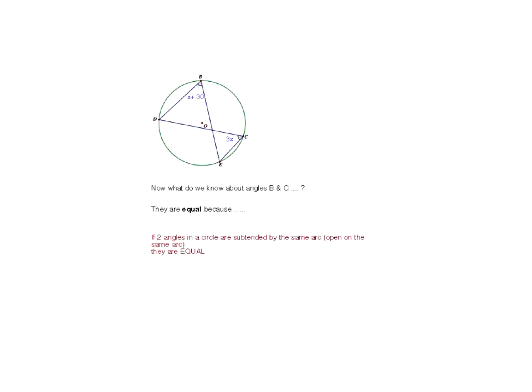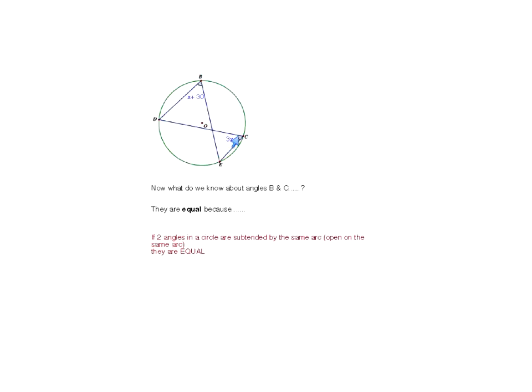But let's see what rule we're going to use here. What do we know about angle B and angle C? We know that angle B and angle C are equal. That is because if two angles in a circle are subtended by the same arc, that is, they open at the same arc, then those two angles are equal. This angle here, DBE, is covered by this arc, and this angle here, DCE, is also covered by this arc. They're both subtended by the same arc. That means that angle B and angle C are equal.